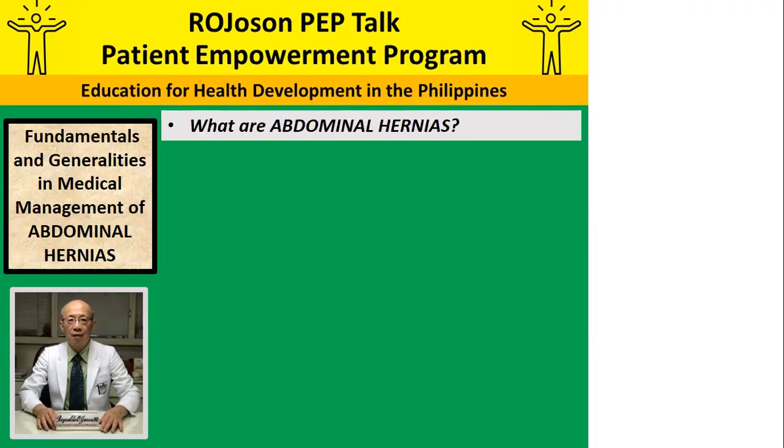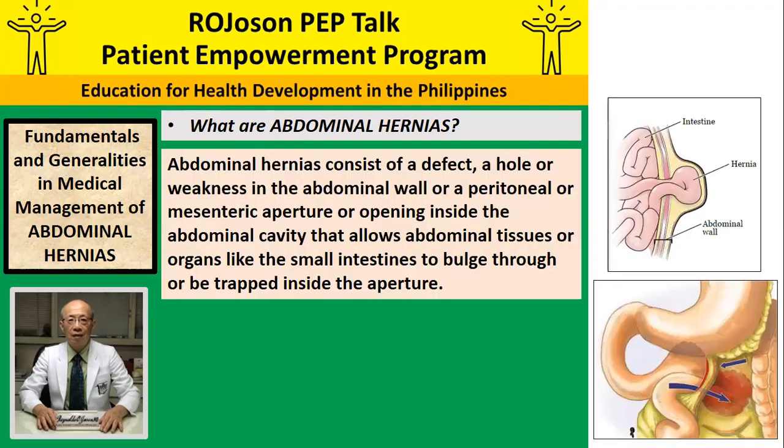So let's start with the first topic. What are abdominal hernias? Abdominal hernias consist of a defect or a hole or weakness in the abdominal wall or a peritoneal or mesenteric aperture or opening inside the abdominal cavity that allows the abdominal tissues or organs like the small intestine to bulge through and be trapped inside the aperture.